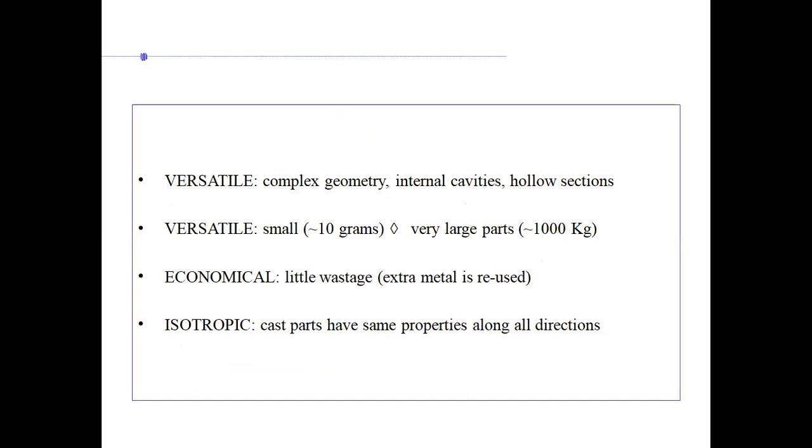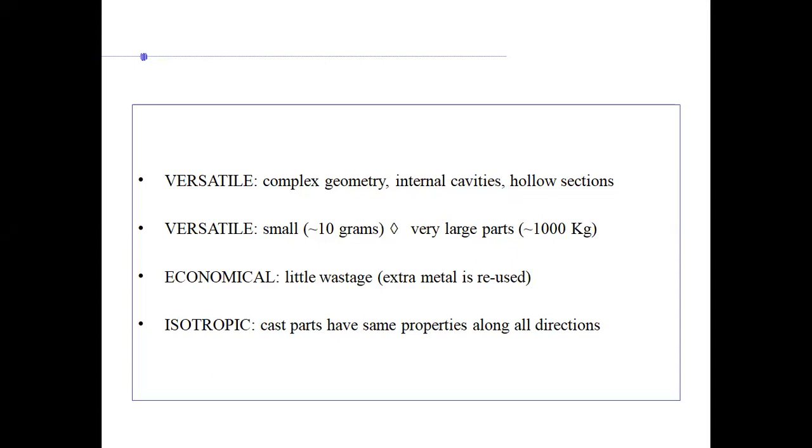You see, it offers versatility also. How is it versatile? Complex geometry, as I was mentioning, internal cavities, hollow sections even can be made, right? So as an alternative, you could either go for all other processes, forming, machining, and all of that, or you could go for a direct complex geometry through the help of this casting process. Versatility in the sense that you can make castings of size as small as in grams and as large as in tons, as you can see.